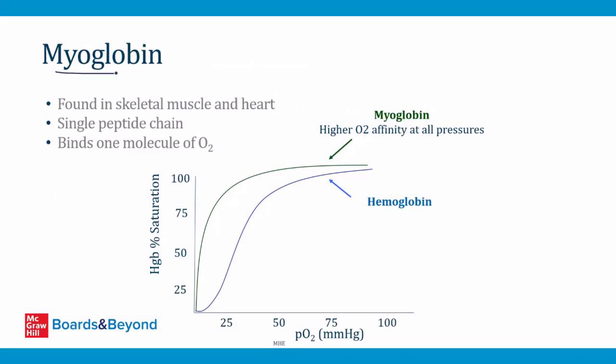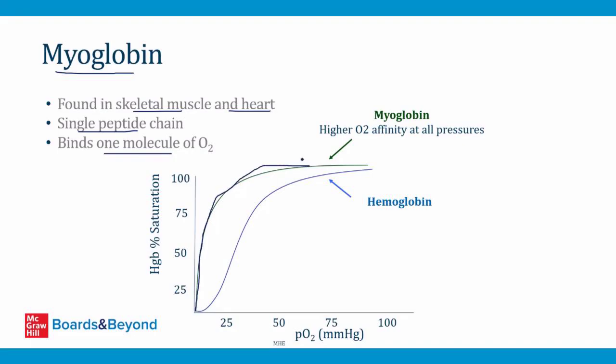I'll show you one slide on myoglobin. This is another protein that can bind oxygen. It's found in skeletal muscle and in heart tissue. It's made up of a single peptide chain, not 4 like hemoglobin, and so it can only bind 1 molecule of oxygen. And so because of this, it has a very simple dissociation curve.